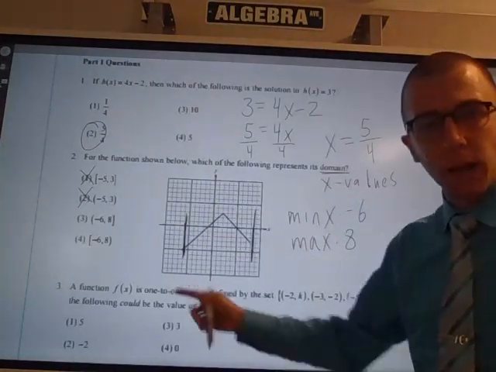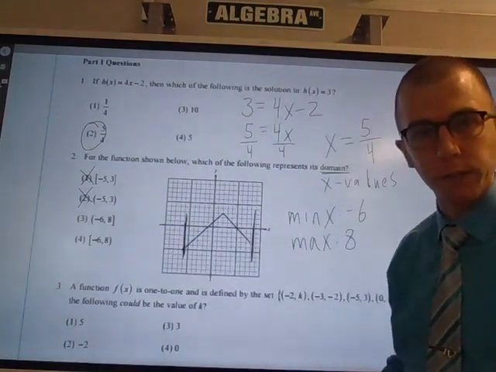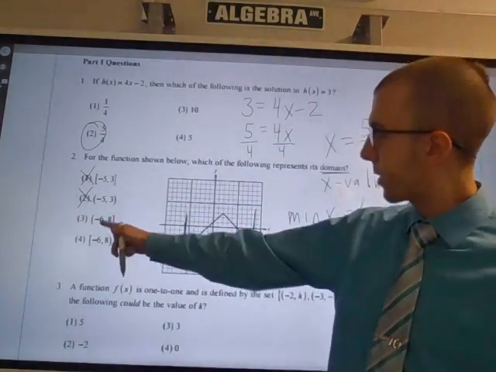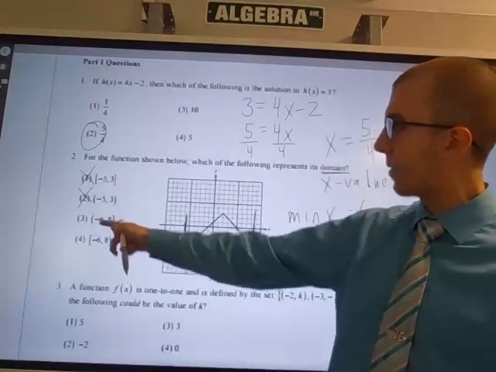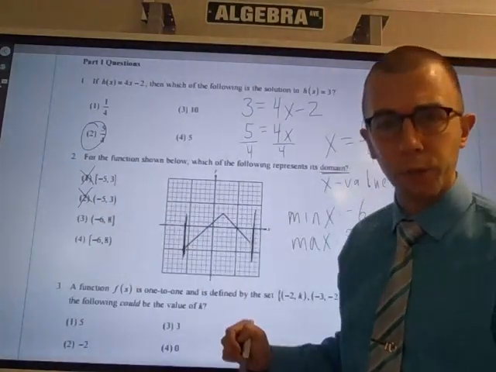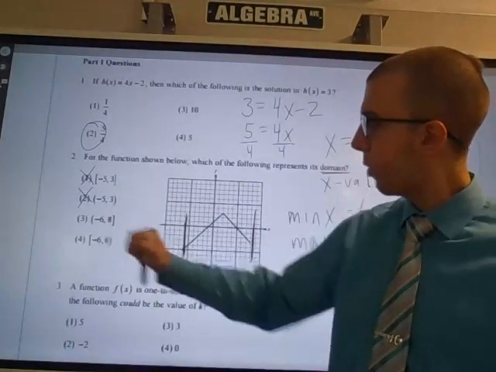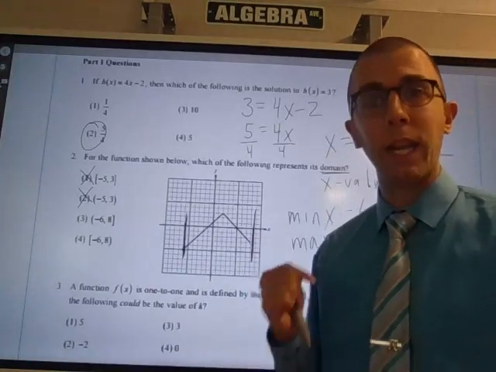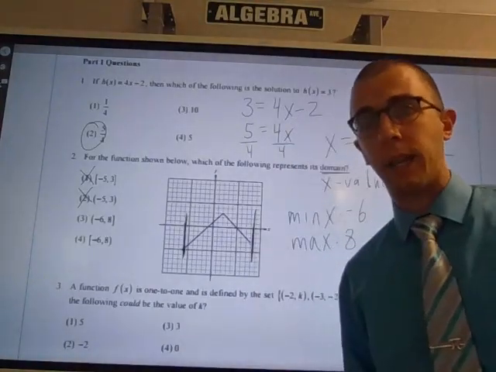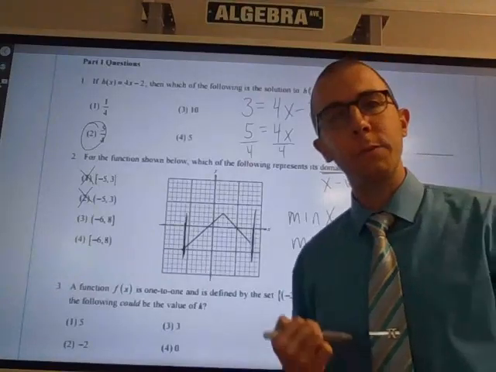But now it just comes down to the different brackets. You'll notice in choice 3, -6 has a curved bracket and 8 has a straight bracket. For choice 4, -6 has the straight bracket and 8 has the curved bracket. So what's the difference between those two?